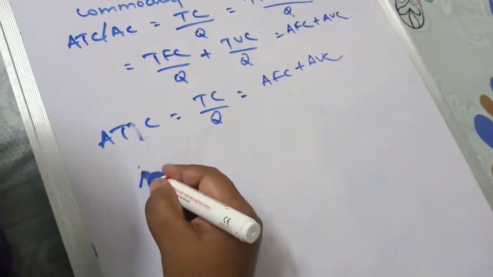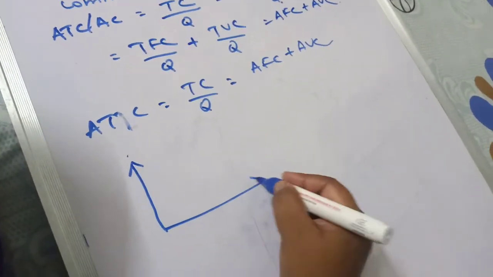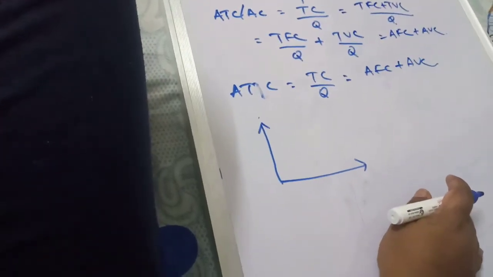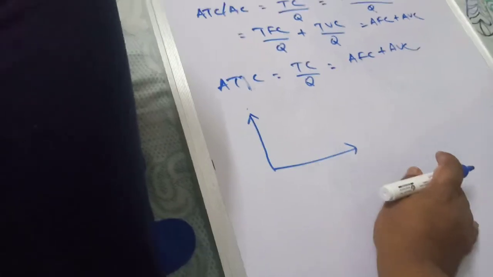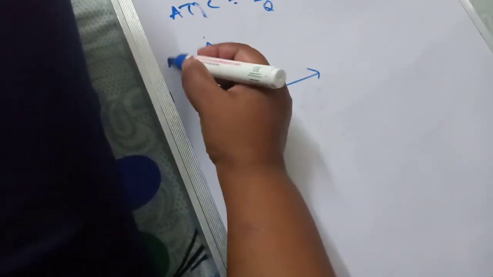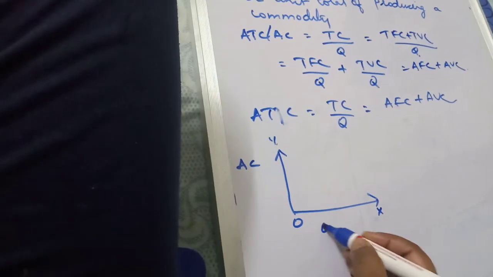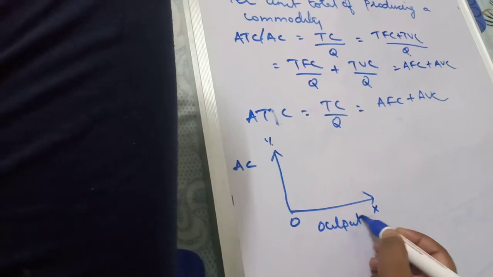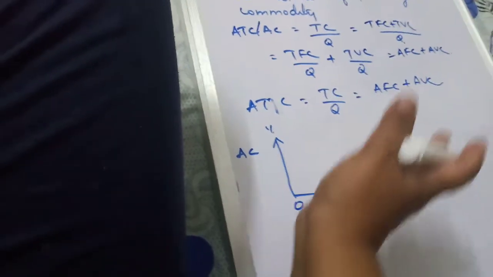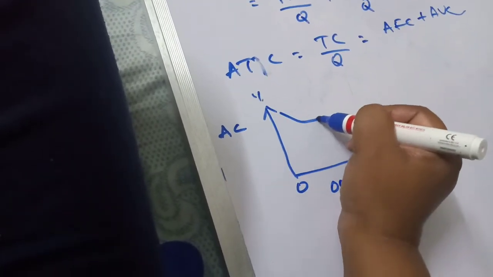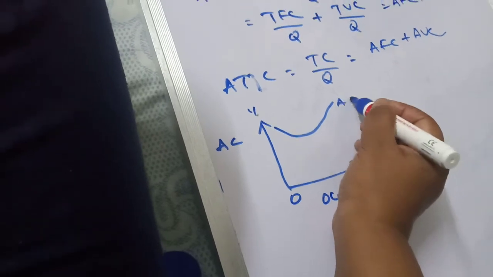Okay, and you will find that TC also follows the same shape. It first increases at a diminishing rate, then it increases at a constant rate, and then it increases at an increasing rate. So the shape of AC is also going to be like the shape of AVC, but the only difference is that it's going to be at a higher level, because the value of AC would always be greater than AVC. So you'll find this AC placed a little up and the shape is going to be the same. This is your AC.